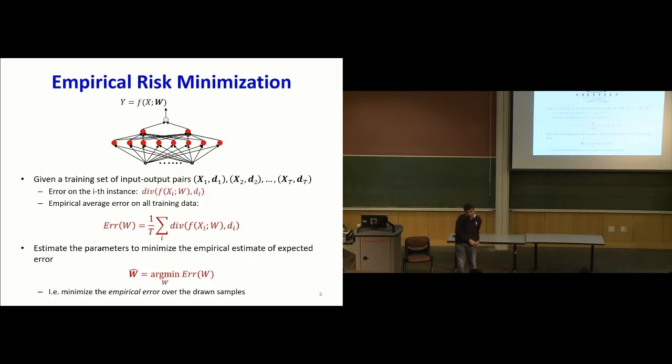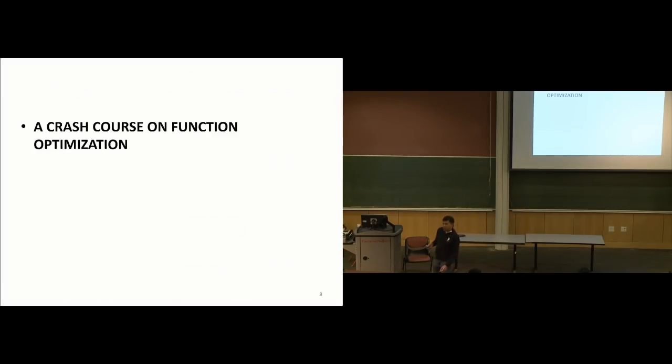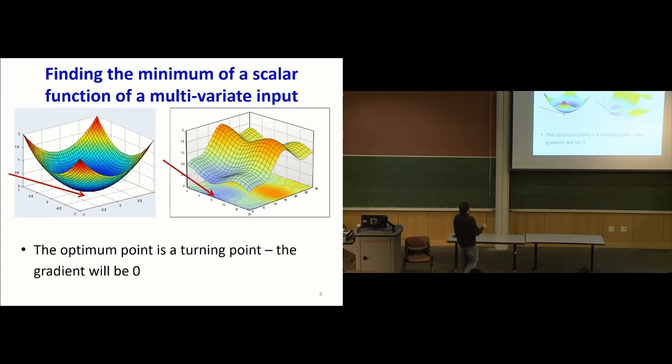So it's the empirical risk because basically you are computing the error over a drawn sample. This is a function of the weights, and we are trying to minimize it. So it's an optimization problem. We also quickly went through a crash course on function optimization in the last class.